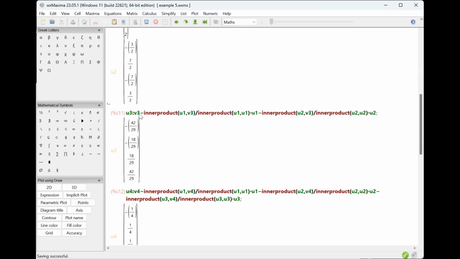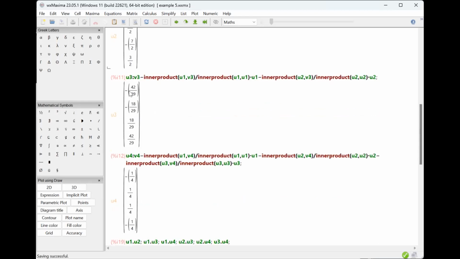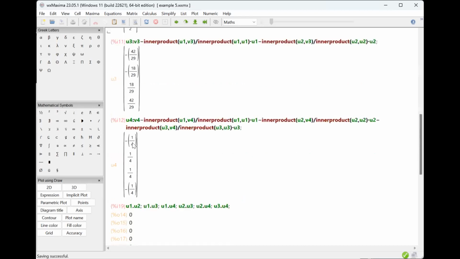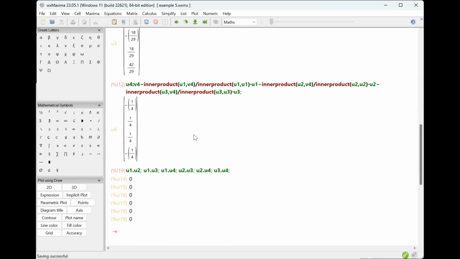Then U3 here is going to be V3 minus the inner product of U1 and V3 divided by the inner product of U1 and U1 times U1, minus the inner product of U2 and V3 divided by the norm of U2 squared times U2. That's just like what I wrote down. I'm just calculating those out, and that gives us the vector negative 42 over 29, negative 18 over 29, 18 over 29, and 42 over 29. And finally, our U4 vector uses V4. We're subtracting off each of the U parallel components as we expected.